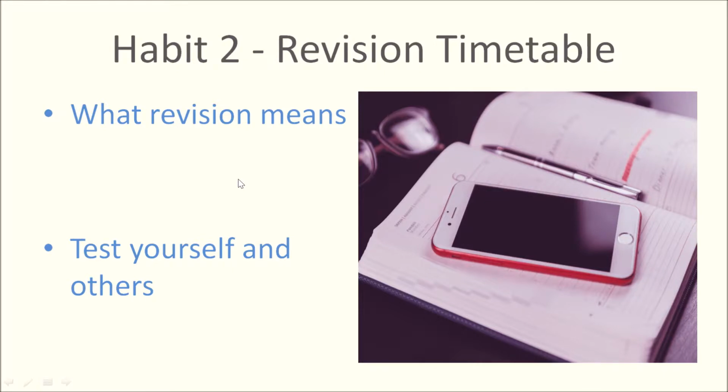Habit 2 is revision timetable. Now, I don't mean your homework timetable, I mean your revision. So you want to be going back over topics every single month that you've already studied and making sure that you're keeping up with all that knowledge. You will forget certain parts of the course, and this is where you're going to find it. And to find it, you have to test yourself.